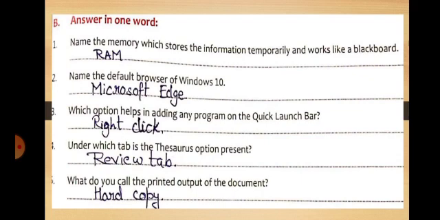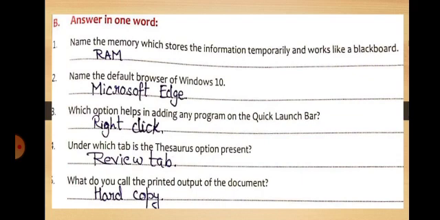Now, which option helps in adding any program on the quick launch bar? The right click option helps in adding any program on the quick launch bar. You can add as many programs as you want. You can right click on the program, and on the send to menu choose the quick launch bar option.